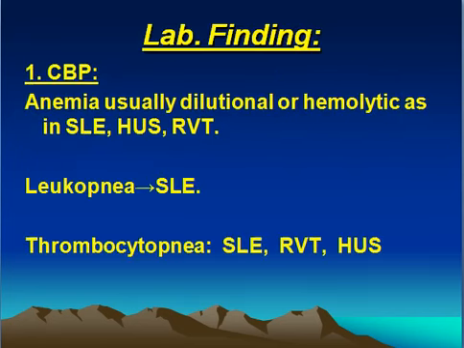Lab findings. First, complete blood picture. Anemia is usually dilutional or hemolytic, as in case of SLE, hemolytic uremic syndrome, and renal vein thrombosis. Leukopenia occurs in case of SLE, and thrombocytopenia in case of SLE, renal vein thrombosis, and hemolytic uremic syndrome.